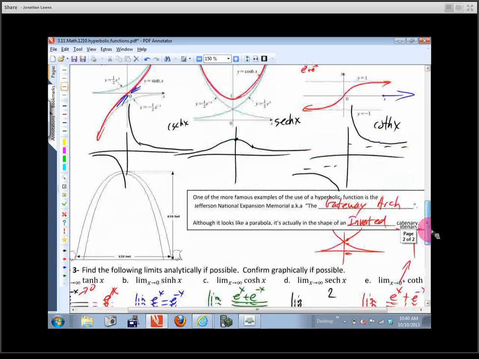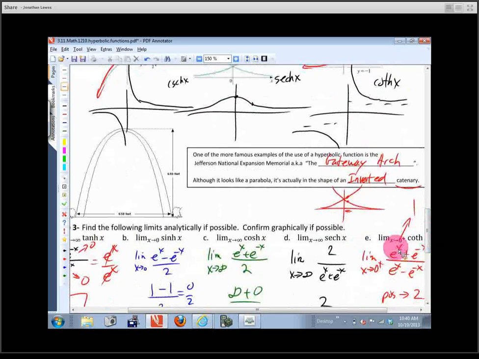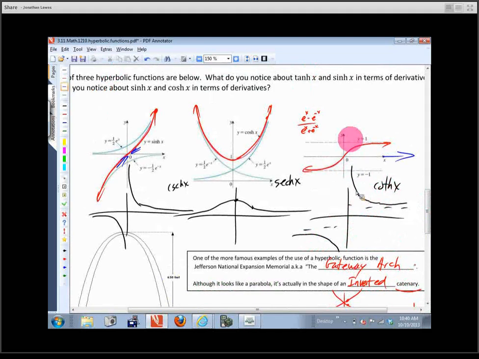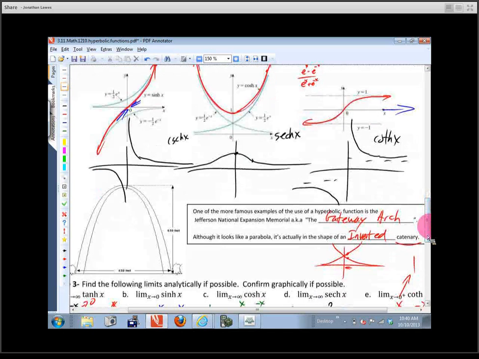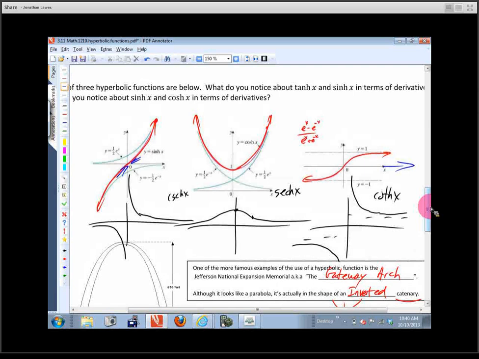Okay, and then let's look down below. We were finding the limit as x approaches 0 on the coth function. Does it approach positive infinity? Yes, it does. Okay, all right. And again, I want to point one more thing out from the graph. Do you notice anything about the sinh function and the tangent function as far as derivatives are concerned? Similar in what way?